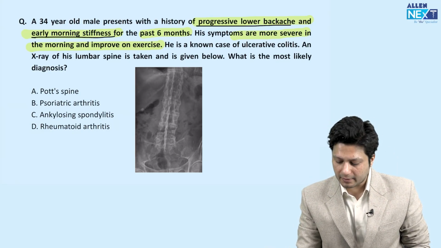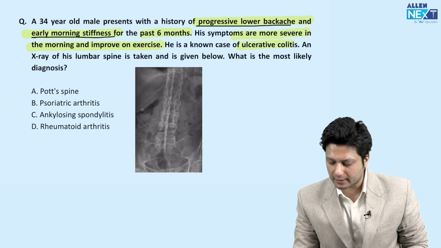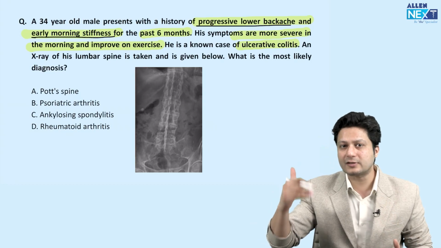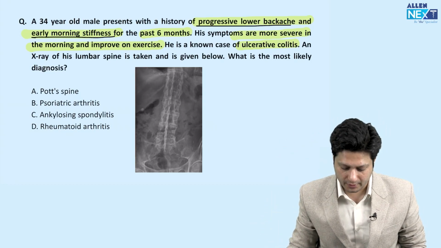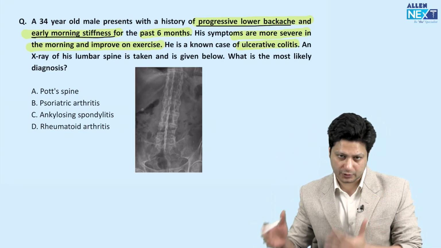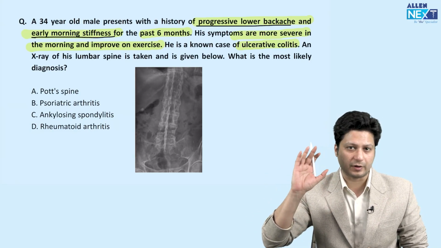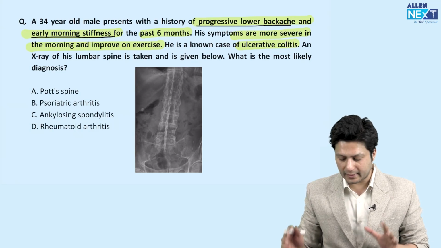Now, he is a known case of ulcerative colitis. That means an extra-articular manifestation of ankylosing spondylitis is also provided to you in the particular question. Now, X-ray of the lumbar spine was taken and is given below. What is the most likely diagnosis the patient is suffering from? All right. So what are the three catch points in the question?